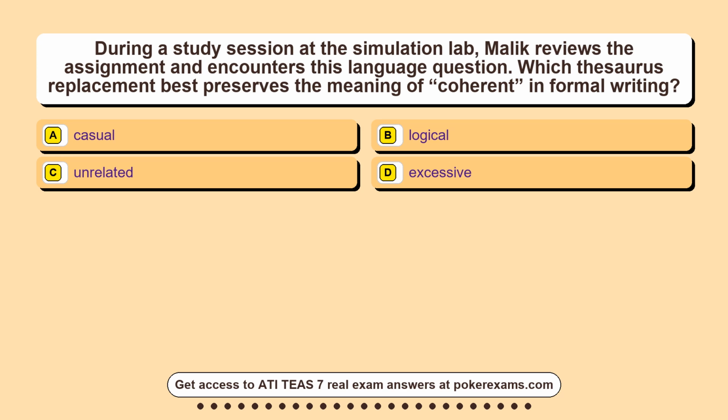Question 4. During a study session at the simulation lab, Malik reviews the assignment and encounters this language question. Which thesaurus replacement best preserves the meaning of coherent informal writing? Option A, casual. Option B, logical. Option C, unrelated. Option D, excessive. The correct answer is option B, logical.